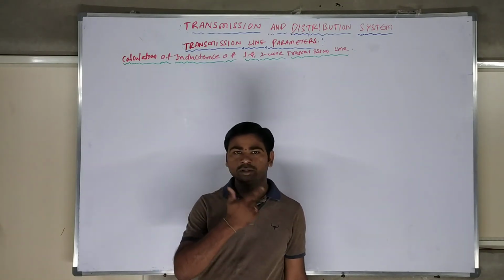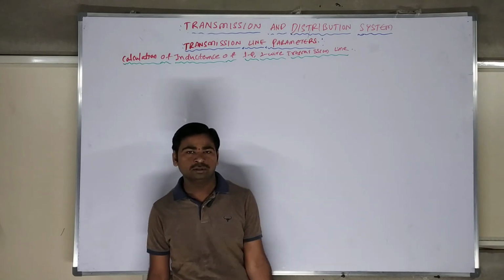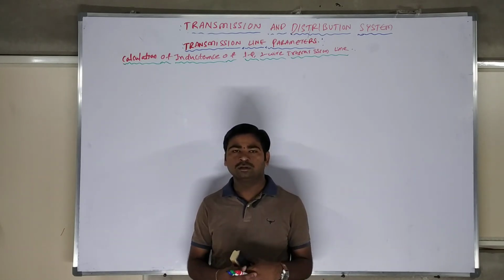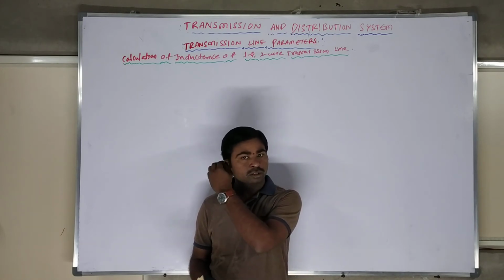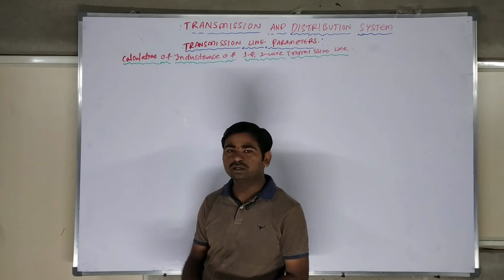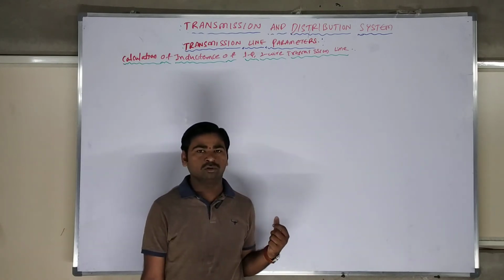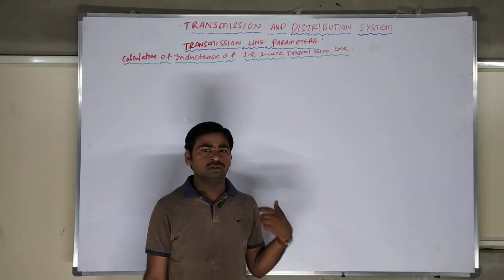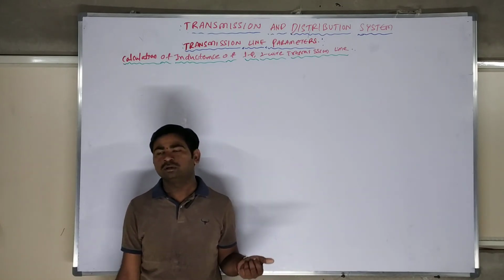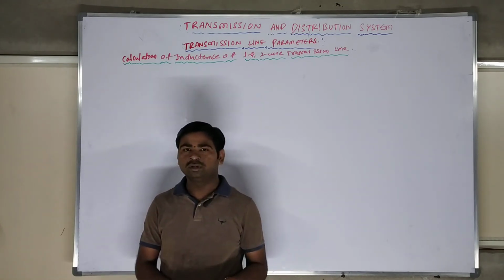Last class we already discussed the transmission line parameters: the basic things, that is the order, transmission parameters, resistance, inductance, and capacitance. In those basics I gave how to do the resistance calculation, and what inductance and capacitance are. With that basics we can go further.